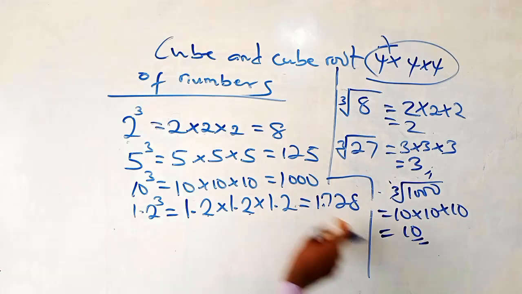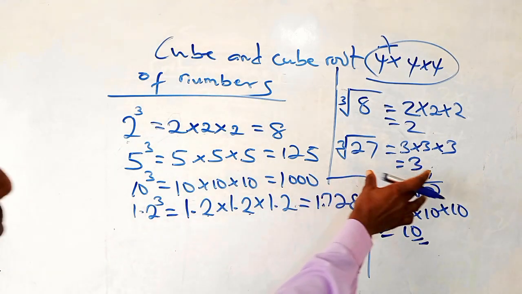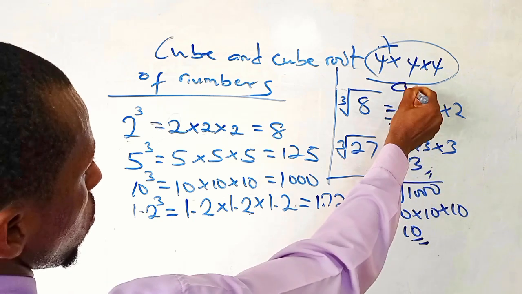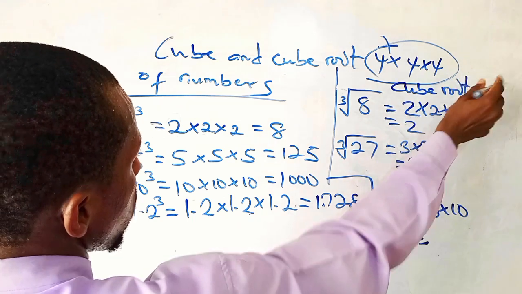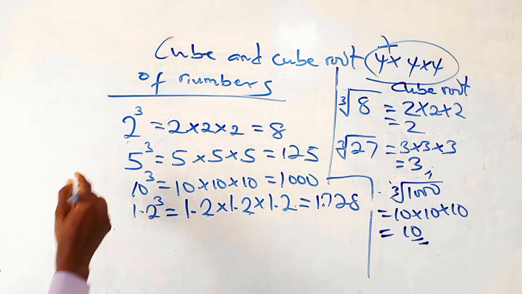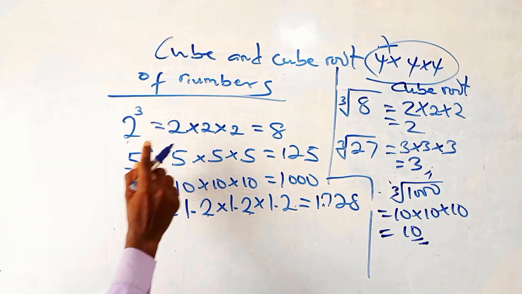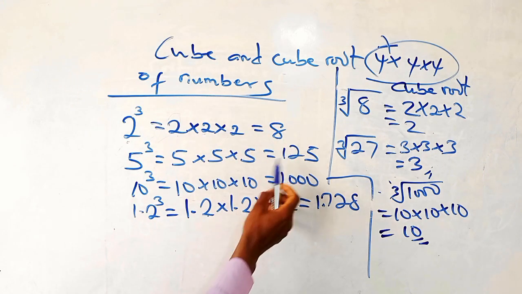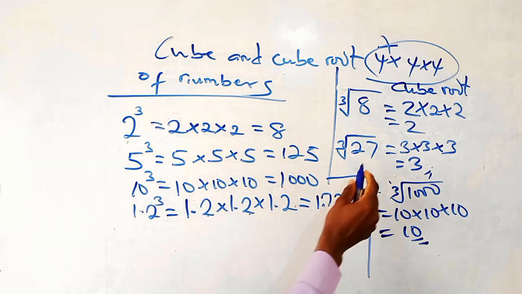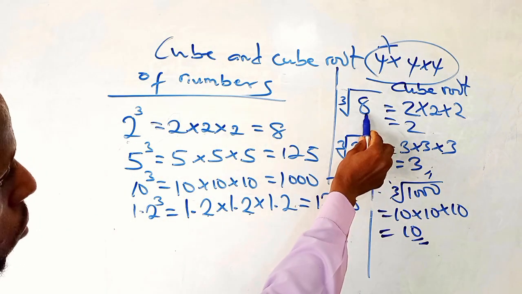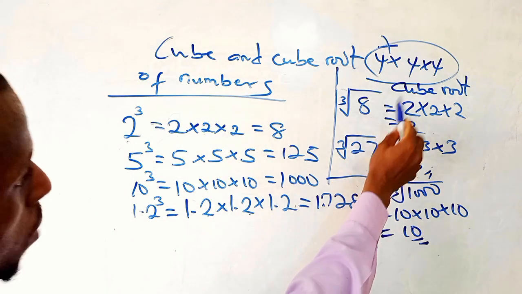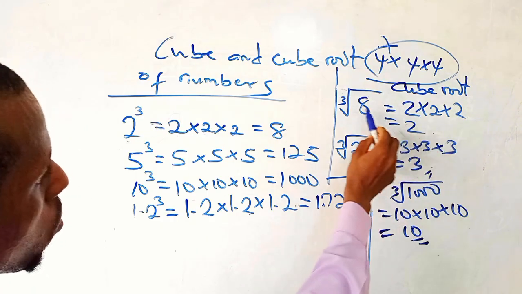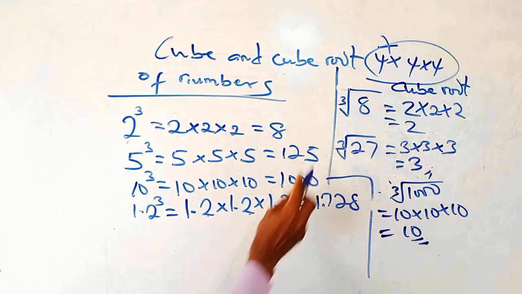So this is the difference between a cube and the cube root of numbers. For the cube of a number, it means multiply the number by itself 3 times, and it arrives at a new whole number. But for the cube root of a number, it means look for a factor of the whole number involved that you can multiply by itself 3 times to give you the whole number in the radical sign.